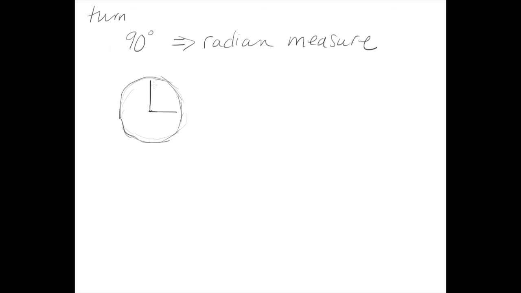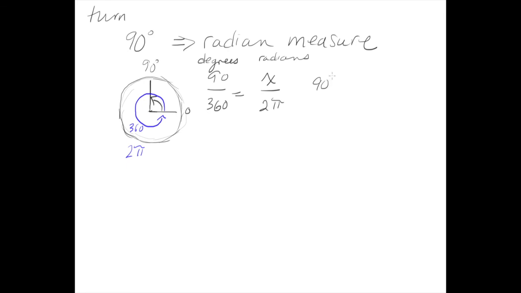All right, for this one, we're going to convert 90 degrees into radian measure. The way we can do that is to draw a circle and then draw a 90-degree angle, and note that the whole way around the circle is 360 degrees, which is the same as 2 pi radians. So you say that 90 over 360 is the same as the radian measure of the angle over 2 pi radians. Then solve for x, where x is the radian measure. If you do that, you get pi over 2 radians.